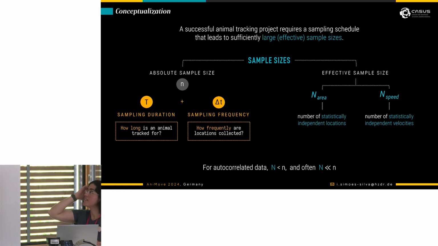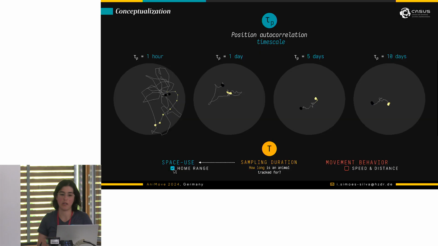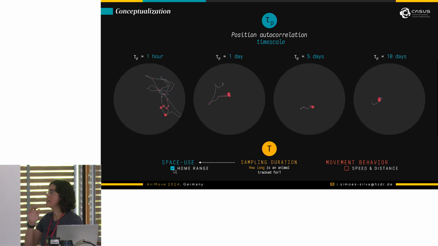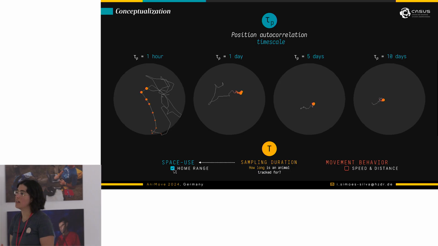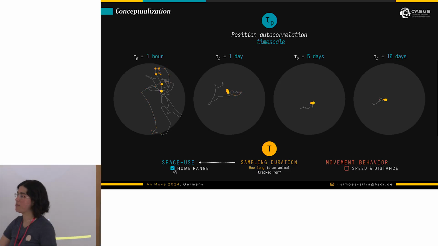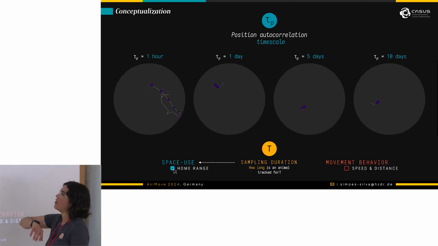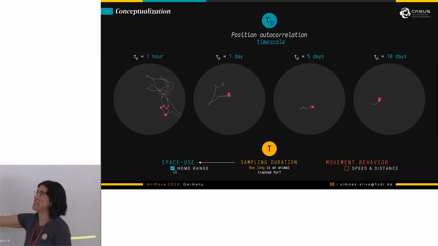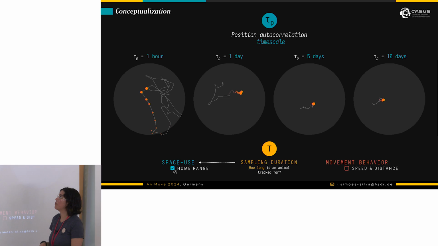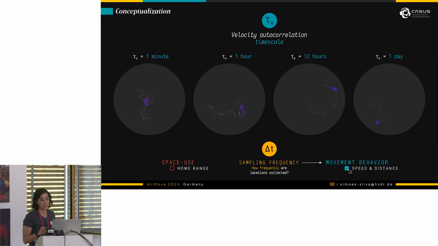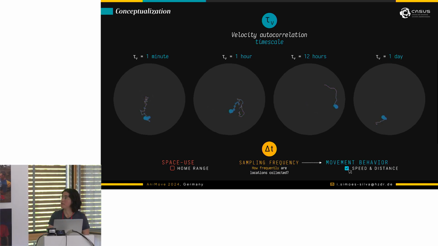Okay, so I already covered this idea of effective sample size and absolute sample size, so I'm just going to skip right over it. But the main idea here is that if we're trying to detect the space use, the large scale patterns like the home range, we really need to focus on the interaction between this position autocorrelation timescale and the sampling duration. That's what's important if our focus is home range. We want to make sure that we have enough of these home range crossing times to get a reliable home range estimate.